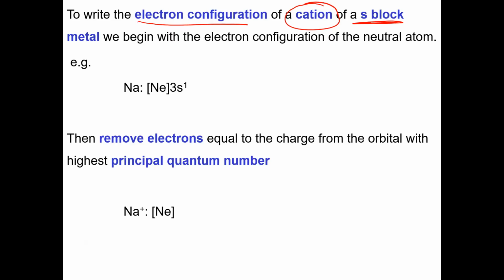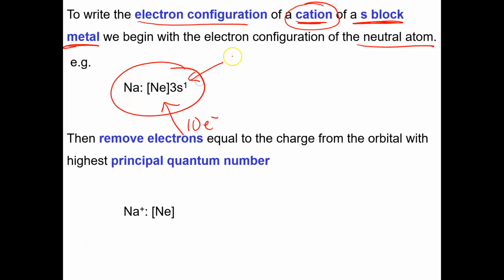Okay. So if we want to write the electron configuration of a cation for an s block metal, that is a metal that's in row 1 or group 1A or 2A of the periodic table, what we're going to do is begin with the electron configuration of the neutral atom. So sodium has 11 electrons. 10 of the electrons are core electrons in the neon electron configuration, and the 11th electron is in a 3s subshell.